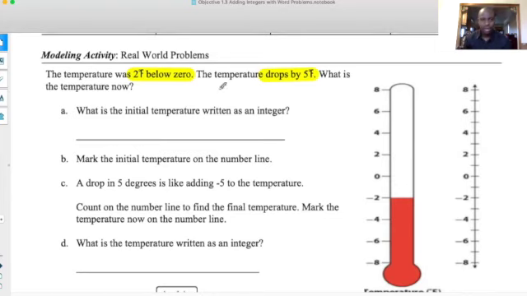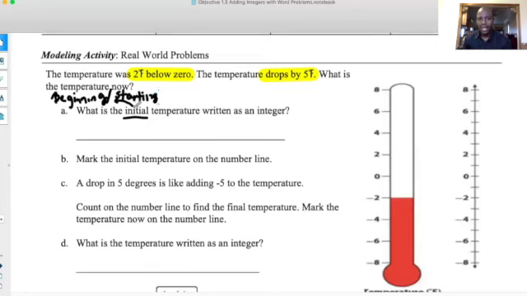For some of you, you're like, okay, what does that word initial mean, Mr. Warford? This word initial, and I'm going to write a little arrow over here, means beginning. When you hear the word initial, you can think of beginning or starting. So if I were to substitute these two words, what is the starting temperature written as an integer? What is the beginning temperature written as an integer?